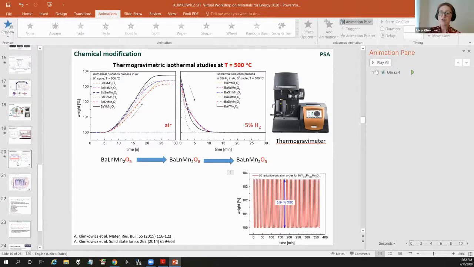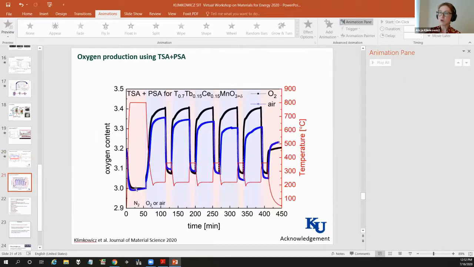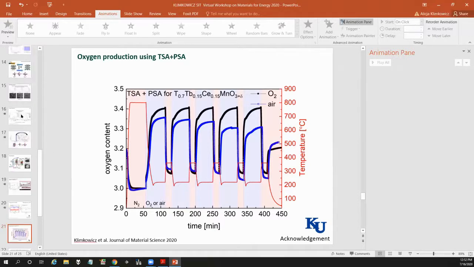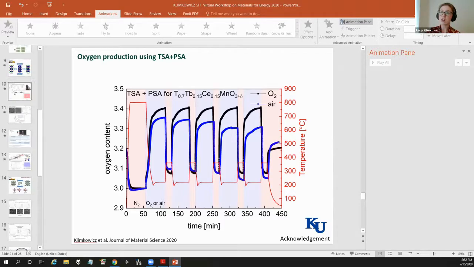What I can tell you here is that in the case of the TSA material, you're right, the oxidation is slower than the reduction, but this is the effect of temperature. Because oxidation occurs at a lower temperature, the kinetics is slower, and the reduction is at a higher temperature, so it's faster. In this case, yes, I see. But for double perovskite, you are right.